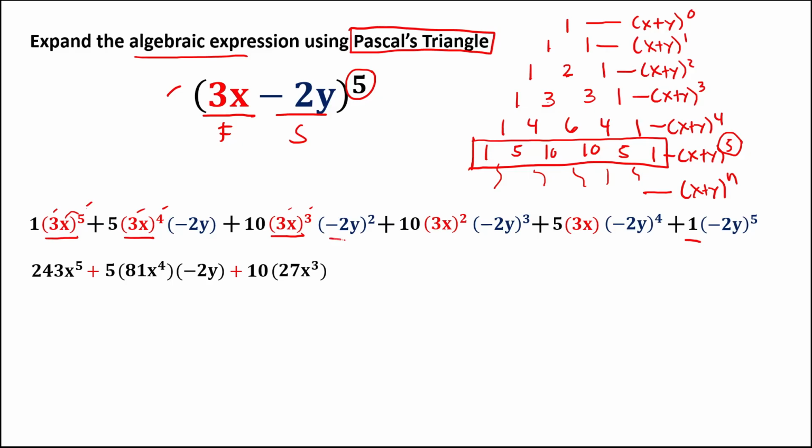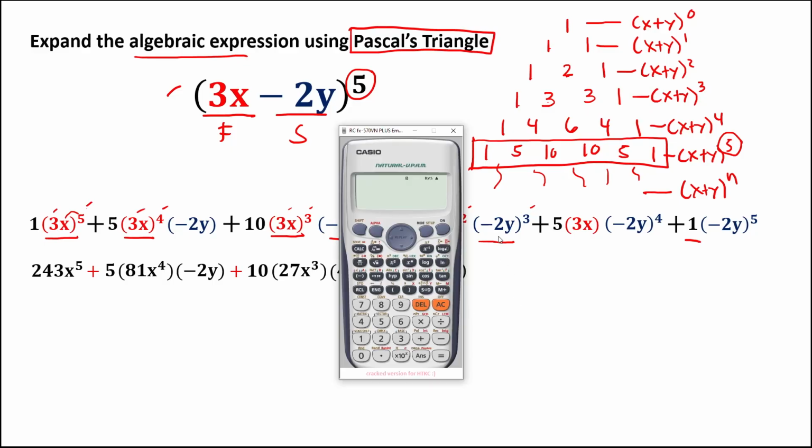So 3 to the power 3, this one is 27, x to the power 3. Then for this negative 2 to the power 2, negative 2 times negative 2, this one is positive 4, then y to the power 2. Then plus, bring down that positive 10. Then this 3x to the power 2, or 3 to the power 2, this one is 9x squared.